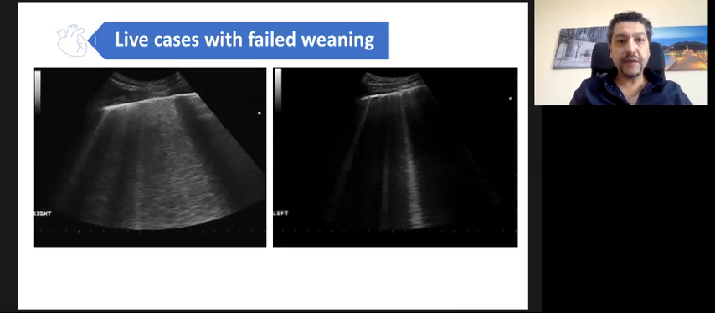It's basically live cases with failed weaning. For example, you can see this patient. It's a demo for a patient who has severe loss of aeration. There are a lot of coalescent B lines reflected from the pleural line, and they are multiple all over the lung field. They are regularly spaced with a limited portion of sector. So this basically portends weaning failure, because you can see that the patient still has interstitial pulmonary edema or cardiogenic pulmonary edema.